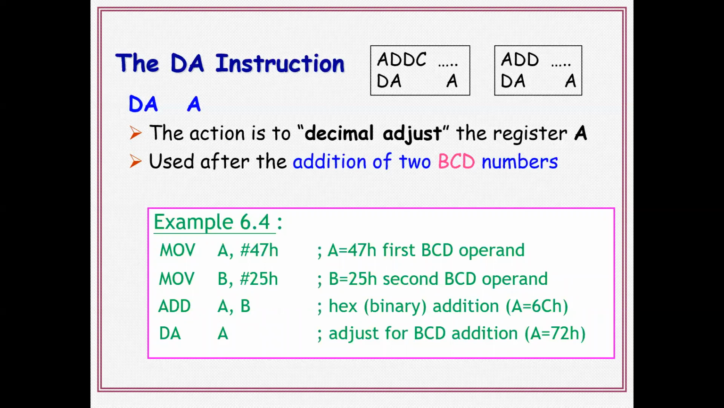So that depends on the previous result. There may be a possibility of adding 06, 60, or 66, depending on the auxiliary carry, the carry flag, and whether the value is greater than 9. In this case, the lower nibble 7 plus 5 is 12. 12 is nothing but C. C is greater than 9. BCD numbers lie only between 0 and 9. If it is greater than 9, then add 6.